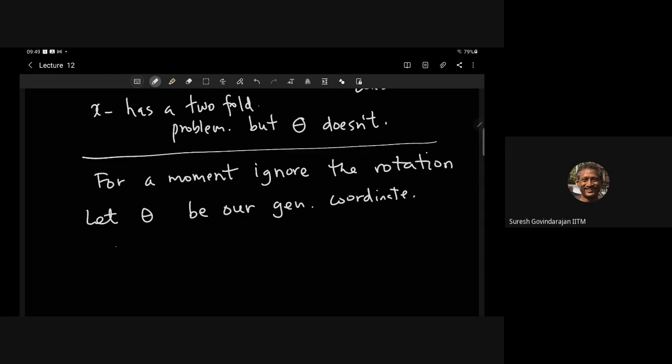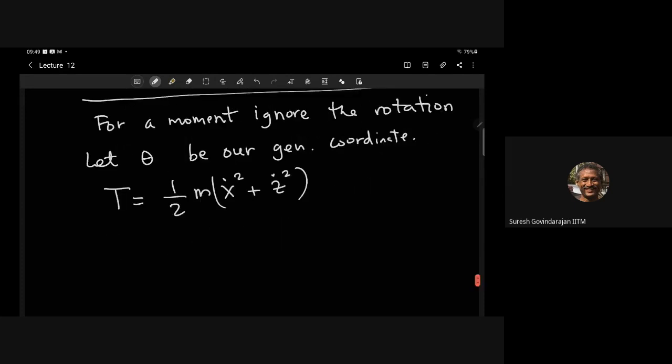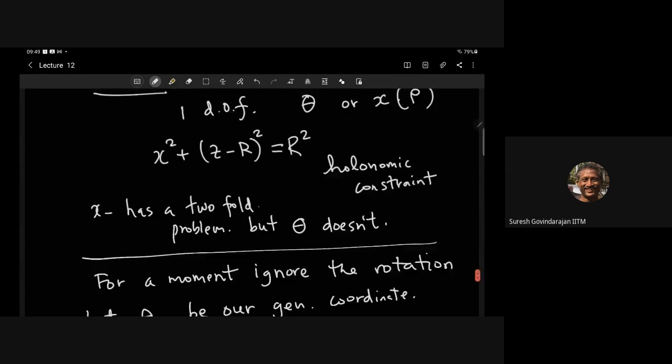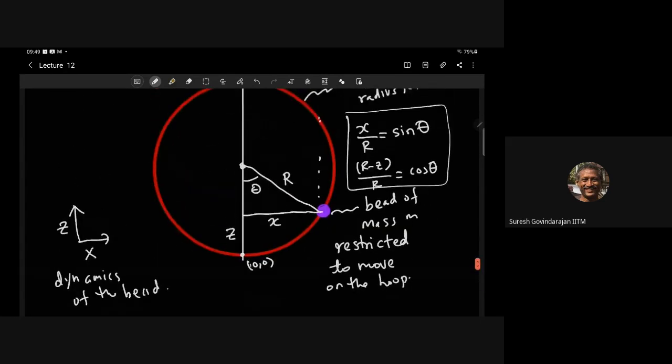So what is the kinetic energy for the problem? It's half m times x dot square plus z dot square. But we saw x equal to r sine theta, and what was the relationship between z and this? R minus z, is it? Yeah.